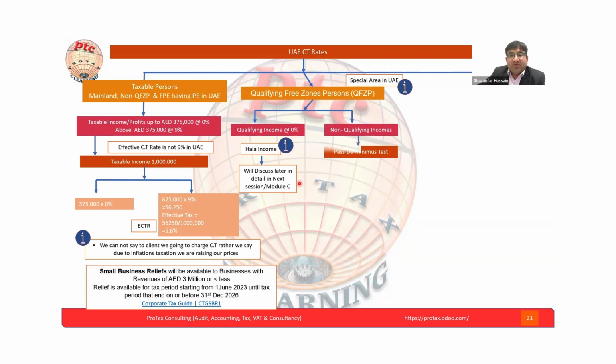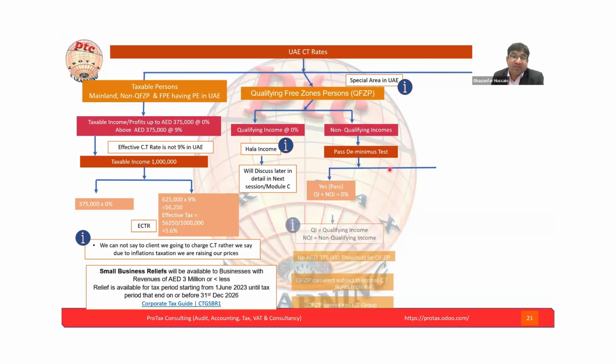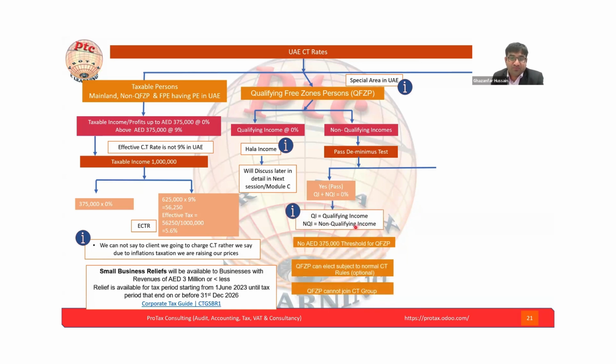Non-qualifying income: we have to see if we have non-qualifying income, but there is the additional criteria, passing the de minimis test. What is the de minimis test? We will discuss it in detail. Here we are just taking the understanding of what the criteria is. If the non-qualifying income passes the de minimis test, then again it is zero rated.